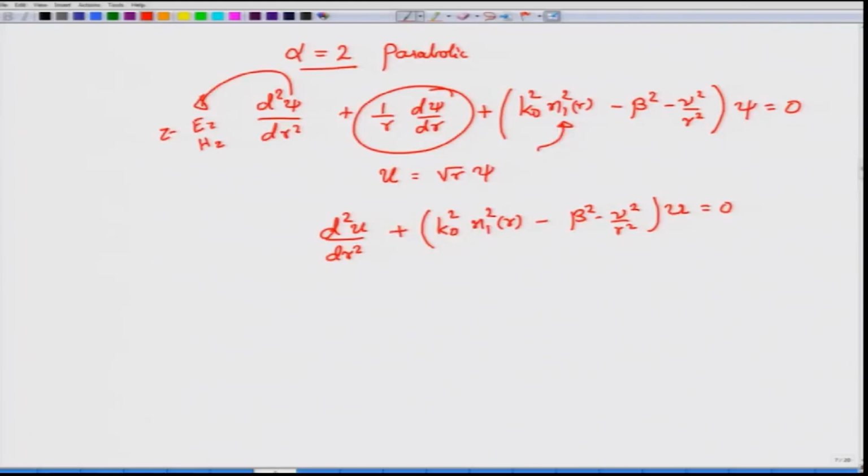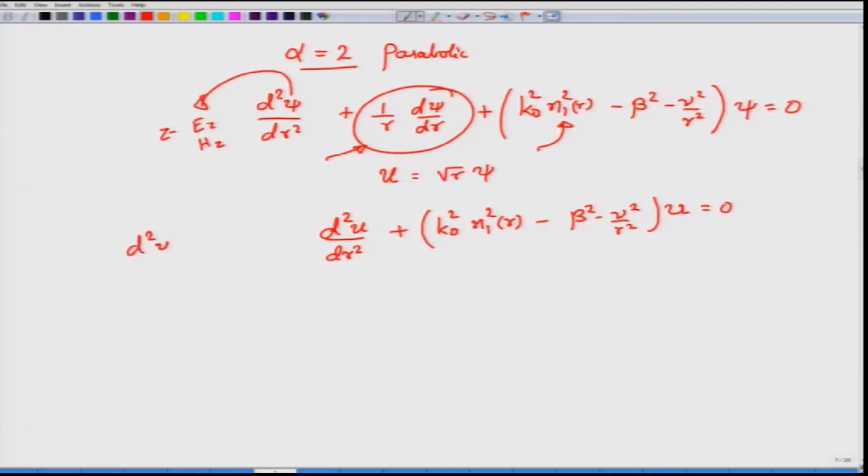Of course, simple meaning that this term is not there, but the equation is not so simple in the sense that n1 is actually a function of r. Okay. So, this is approximately the equation. A lot of approximations have gone into writing this equation, but this is a fairly good approximate equation that we can use to understand and find out the value of beta. Now, this equation should remind you of something.